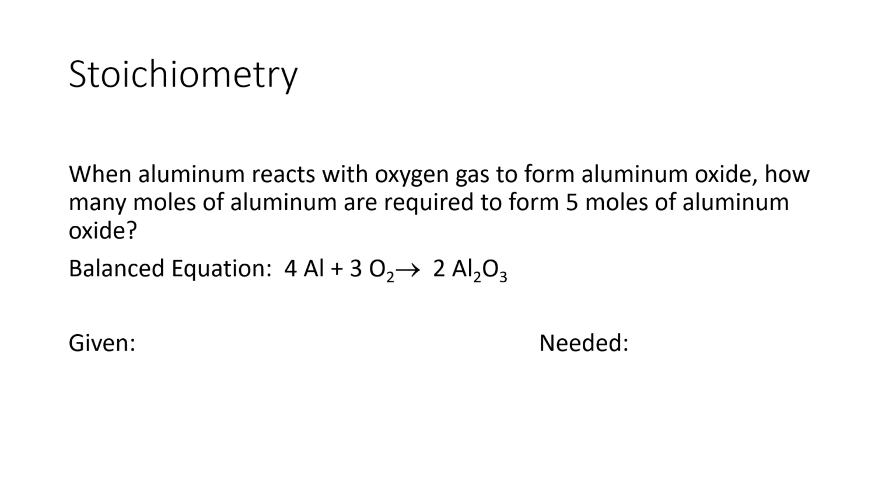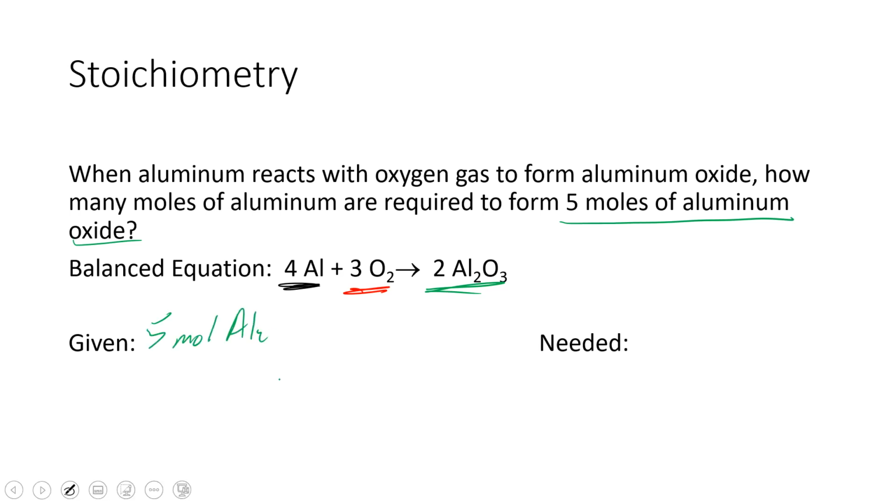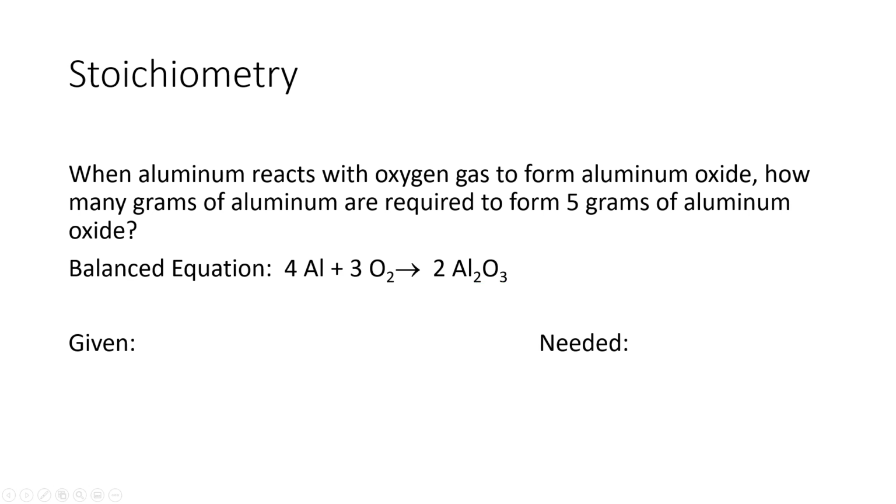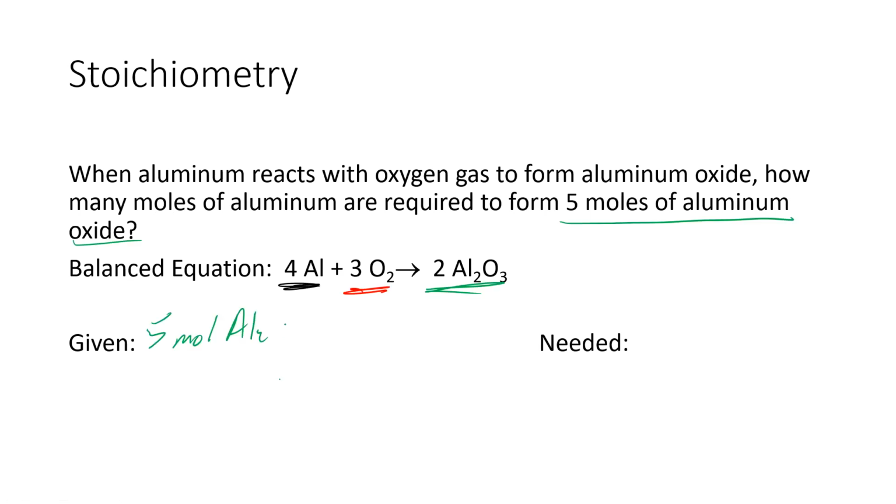So here is another thing. We still have our aluminum and our oxygen and our aluminum oxide. But notice, this time we're starting with the aluminum oxide. So our given is 5 moles of aluminum oxide, Al2O3. And we need moles of aluminum.